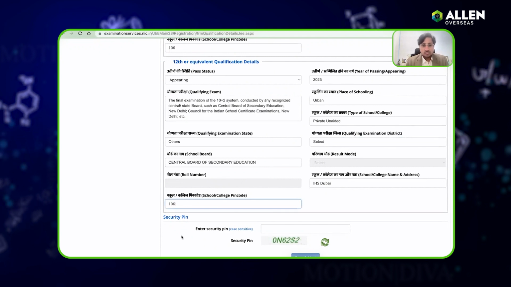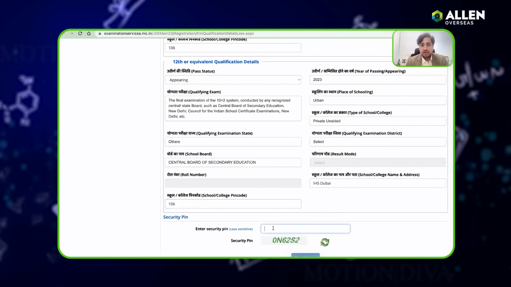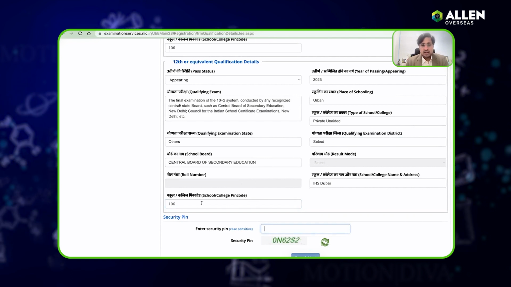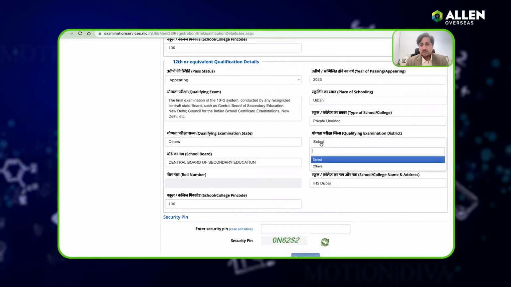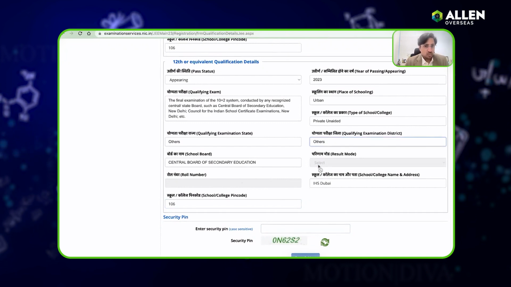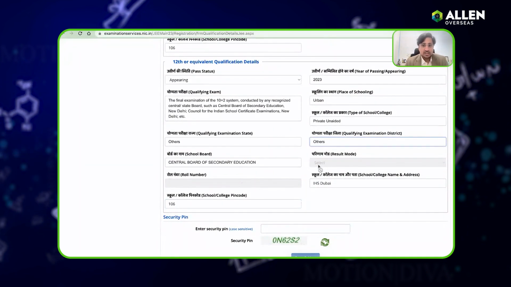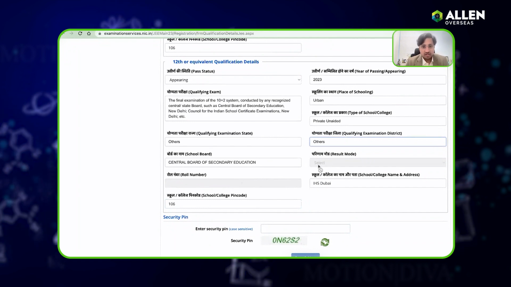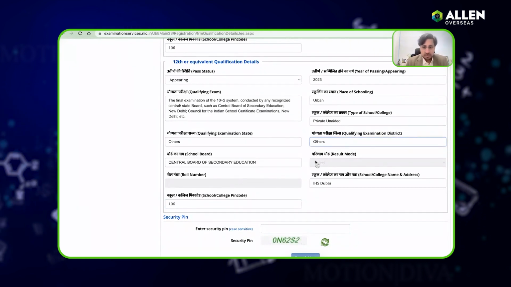So again, I'm filling 106, and now I'm going here. Now, as you can see, I've mentioned it here, and again it got deselected. So this may happen. While you are filling the form, don't worry, the script is running in the background. It automatically refreshes the page. So sometimes this may happen.